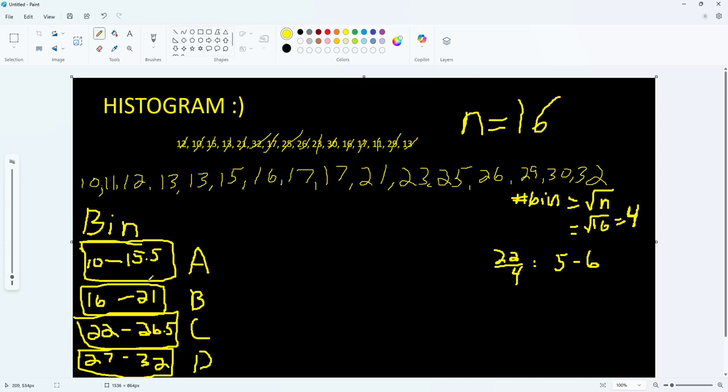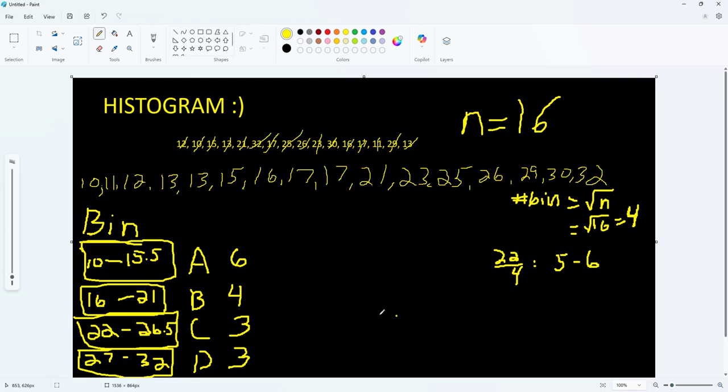Now I just have to count the number of things that go into each bin. Counting the values between 10 and 15 inclusively: 1, 2, 3, 4, 5, 6. There are 6 in there. Then 16 to 21, there are 1, 2, 3, 4. There's 4 right there. And then 22 to 26, there are 3.